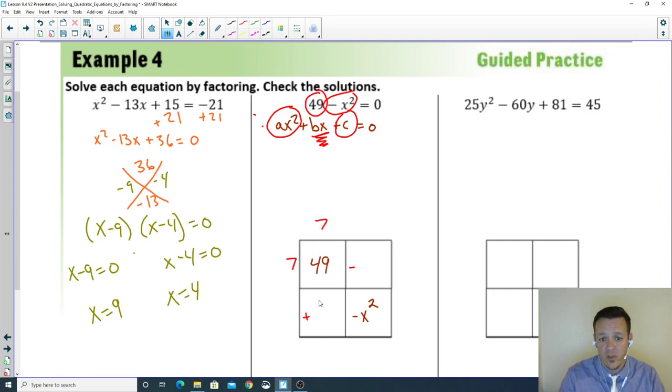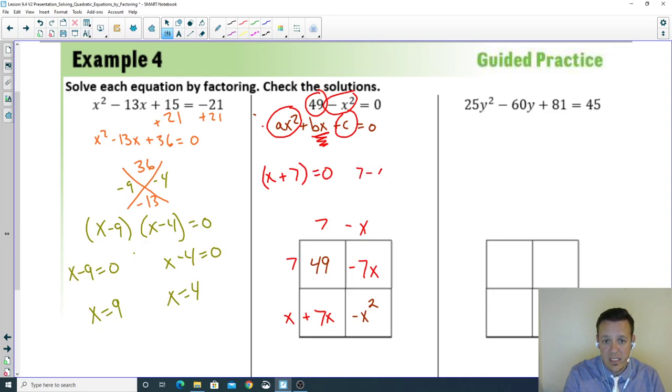And so if you were to drop this straight down here, you know this would have to be an x, and this is going to have to be a negative x, right? Because they share it in common. So this would be 7x, and this would be a negative 7x, just like that. So there's your factored form. So hopefully you guys see that. So my factored form is going to be x plus 7 equals 0, and then it's going to be 7 minus x equals 0.